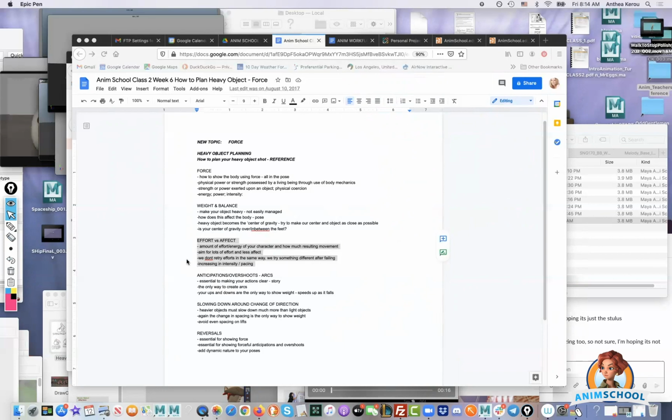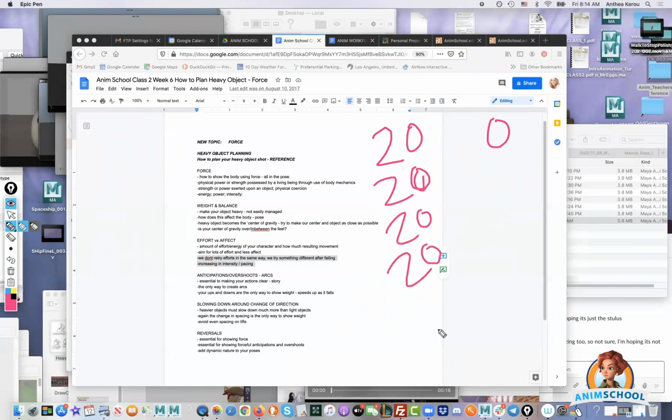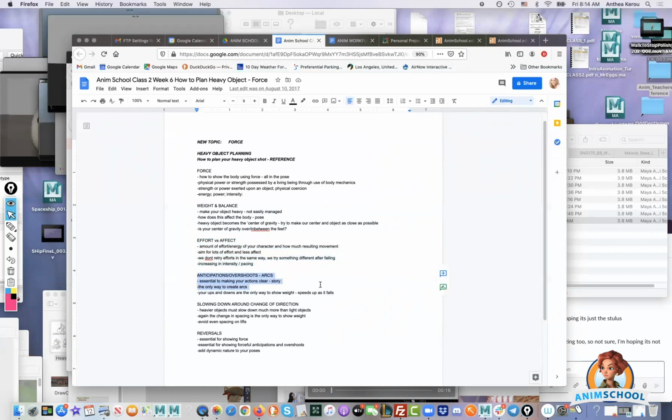Another thing to think about, this is more about storytelling, but it's a similar idea, is we don't retry in the same way. If I put in 20% effort and I'm getting 0 effect, I'm not going to keep going 20, 20, 20. That doesn't make any sense, right? So if it doesn't work, then I'm going to try harder. I'm going to try something different. I'm going to try more intensity. Does that make sense to everyone? And so this would help you with your increasing in intensity.